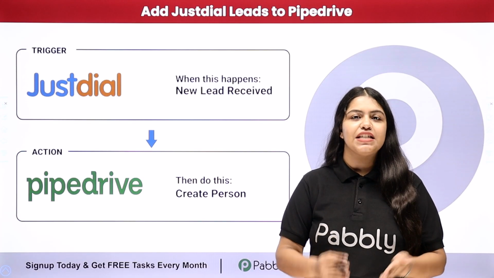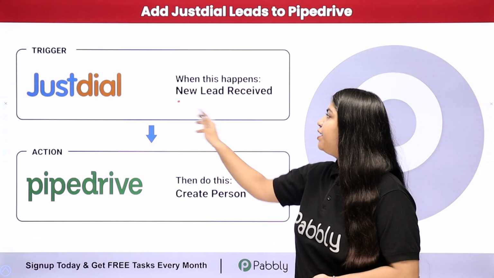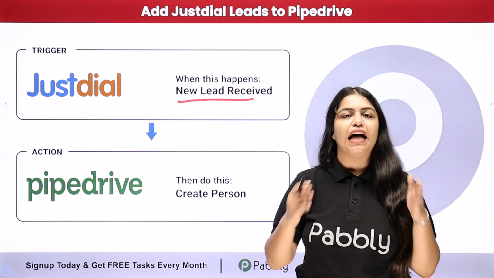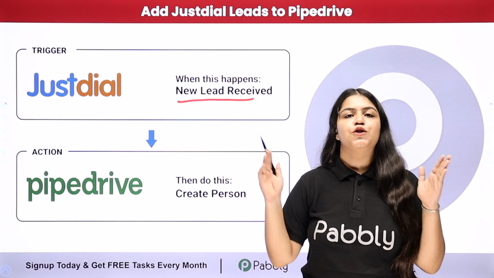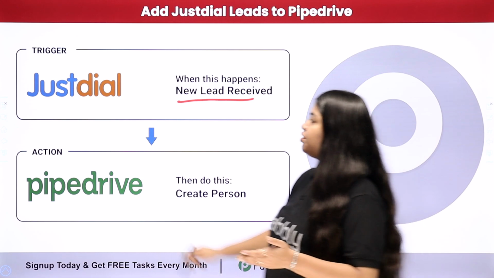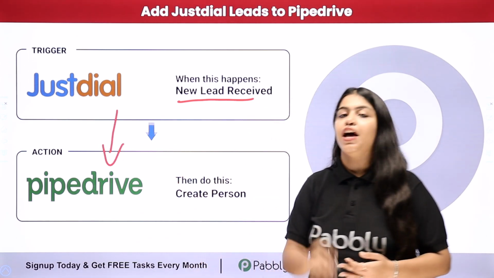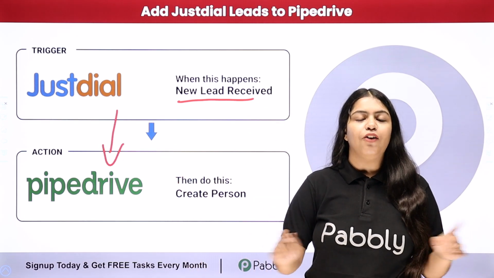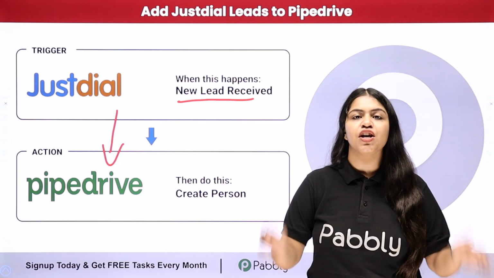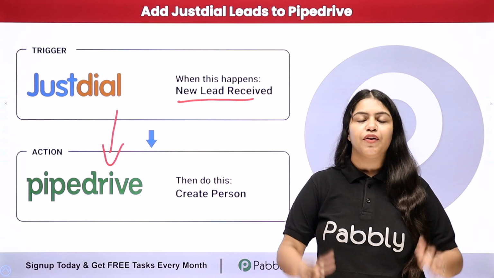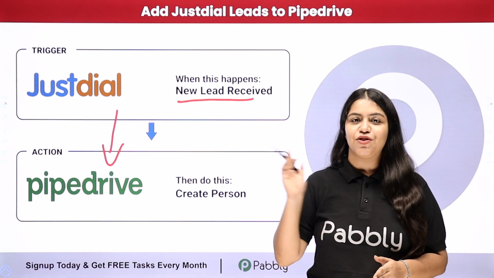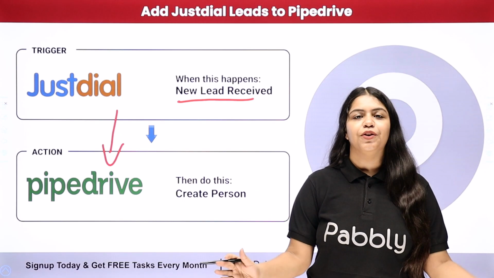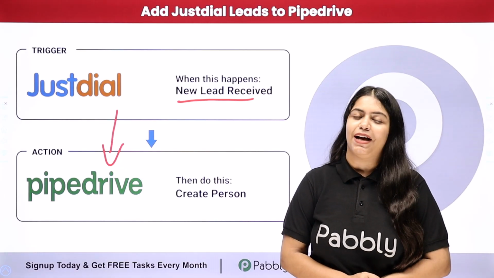And now what I want is that as soon as we receive a new lead from Justdial, I want to add the lead details into my Pipedrive as a new person. So to do this, we are going to create a connection between Justdial and Pipedrive, and we are going to create this connection without knowing any programming or coding language using an amazing automation software which is Pabbly Connect. So if you also want to create this amazing automation for your own business, then for that you have to come with me towards my screen.